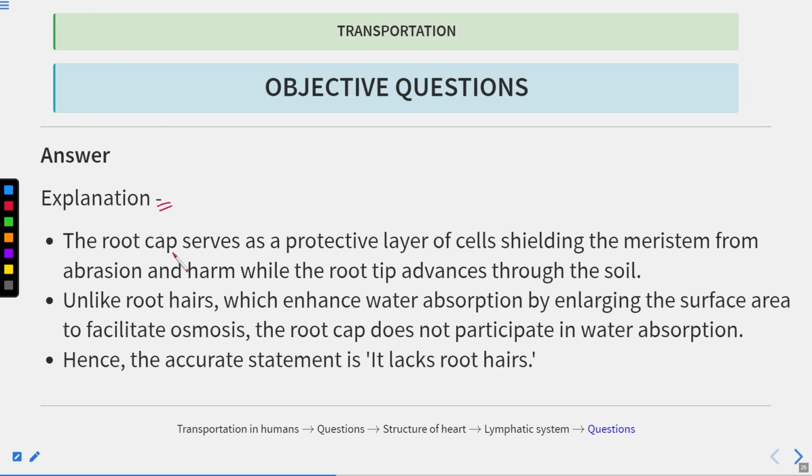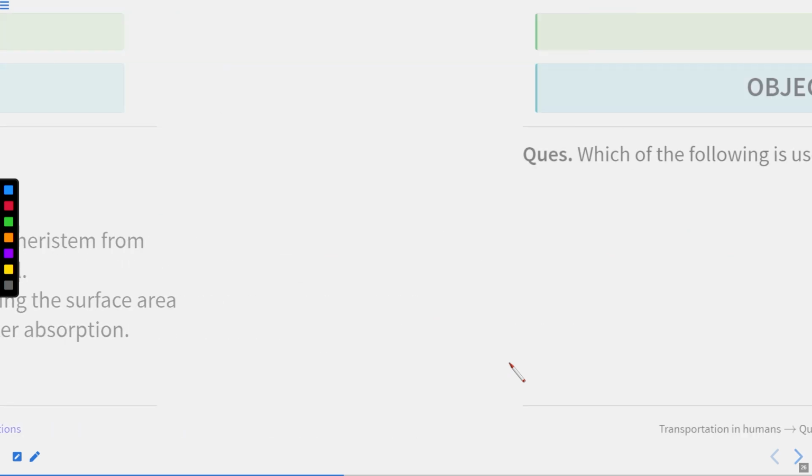Explanation for this question: the root cap serves as a protective layer of cells, shielding the meristem. Which meristem? Root apical meristem, from abrasion and harm while the root tip advances through the soil. Now, unlike the root hairs, which enhance water absorption by enlarging the surface area to facilitate osmosis, which I have already explained to you, the root cap does not participate in water absorption. So hence the accurate statement will be that it lacks the root hairs. Okay, this is clear. Now let's move on to the next question.